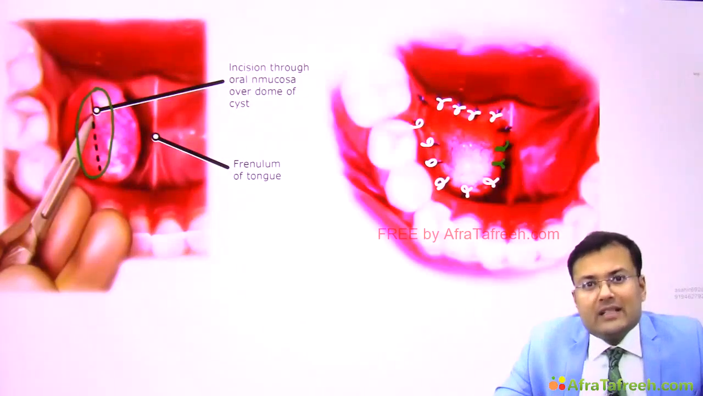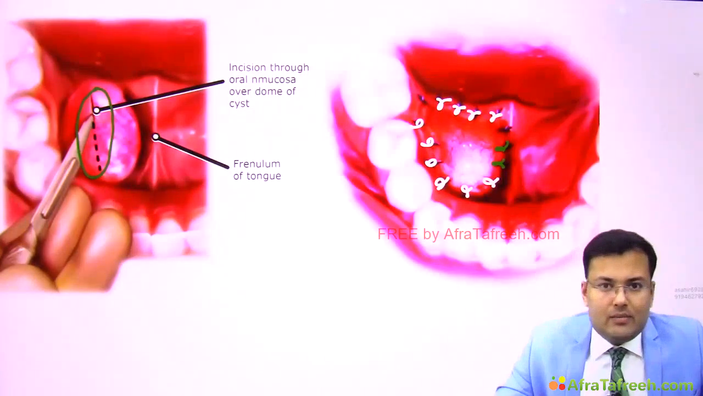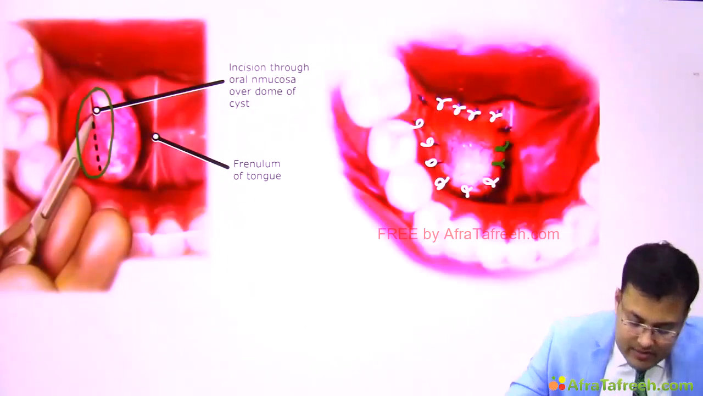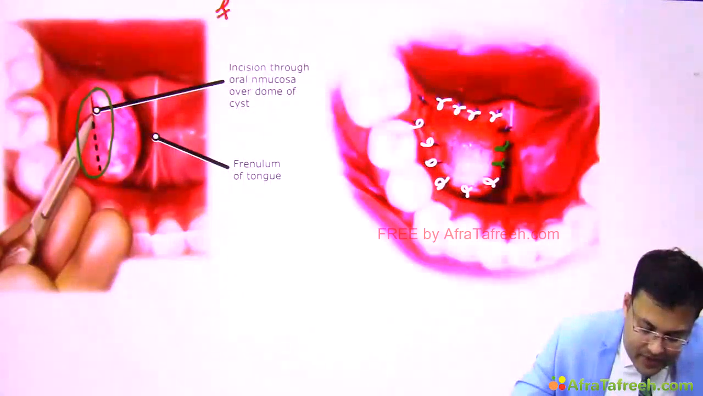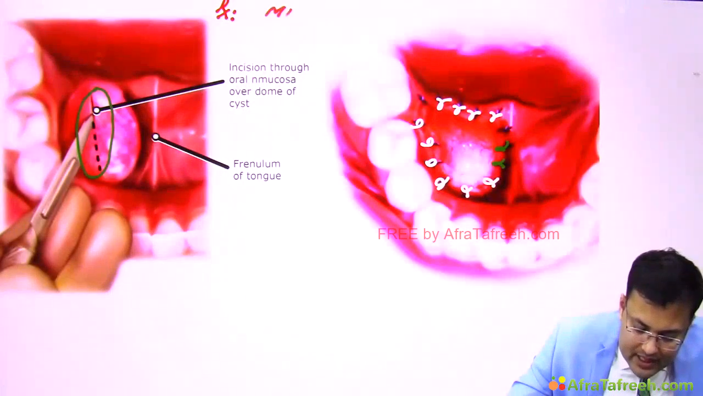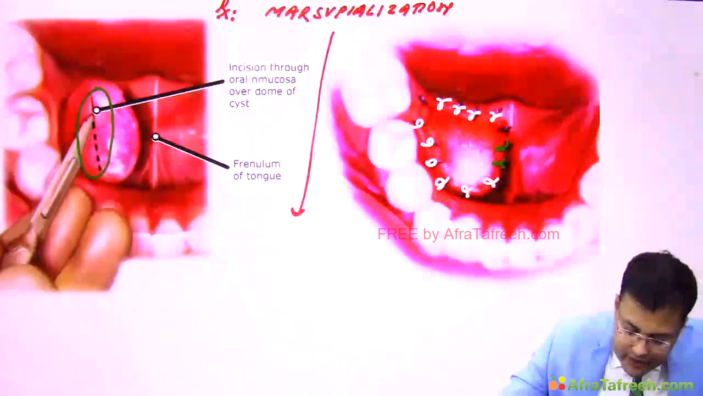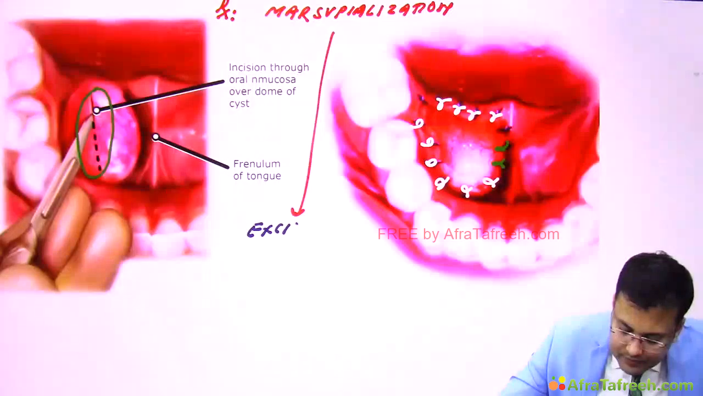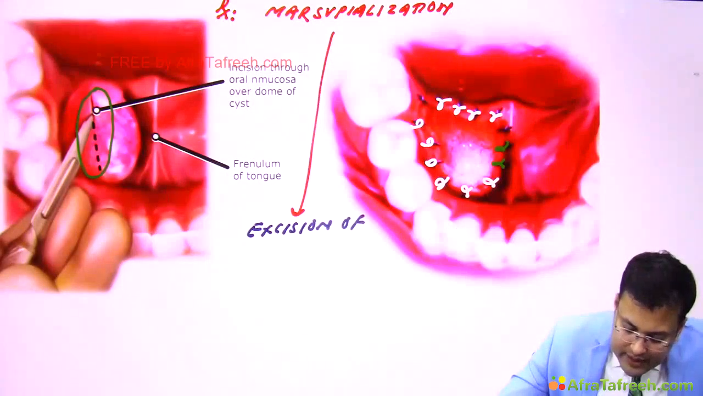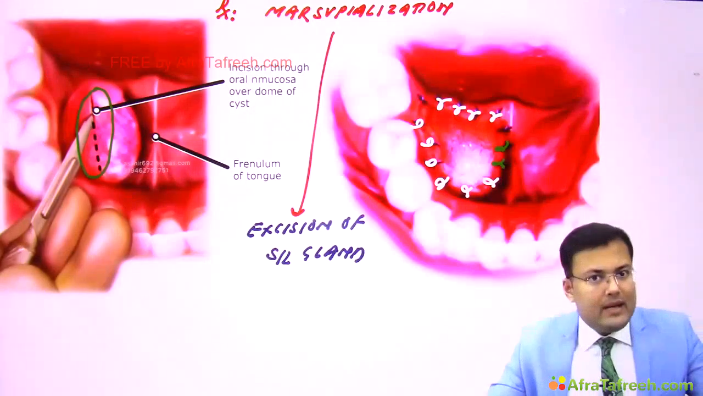Suppose there is recurrence after marsupialization, in that case what should be done? Then we should excise the gland. Which gland? Sublingual gland, because ranula is a cystic swelling in relation to the sublingual gland. So what's the treatment? We perform marsupialization, and if there is recurrence after marsupialization, we go for excision of the sublingual gland. So this is how we manage the ranula.